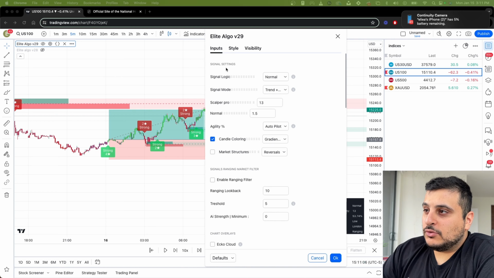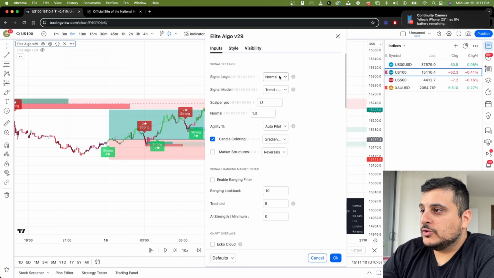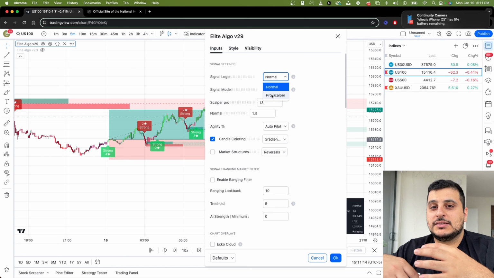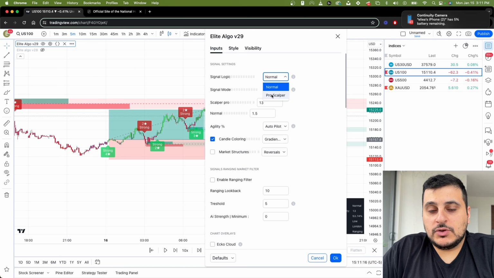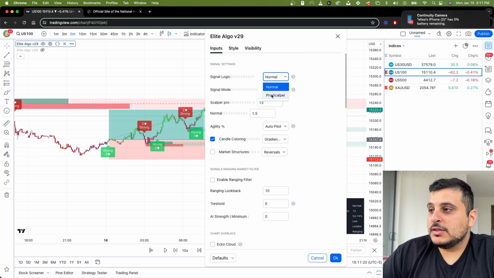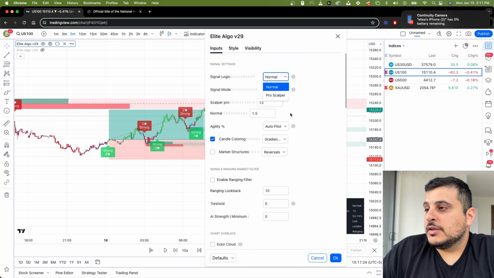So for the signal logic, we now not only have the normal mode that we're all used to, we also have a pro scalper mode. This pro scalper mode is designed to give you better signals on lower time frames. So if you guys are the type of traders that like to scalp the markets, this is going to help you a lot by using the pro scalper instead of the normal mode. So that's going to increase your win rate for sure in the markets.